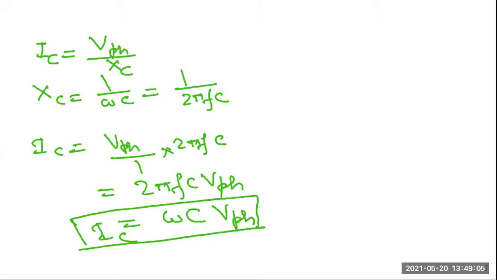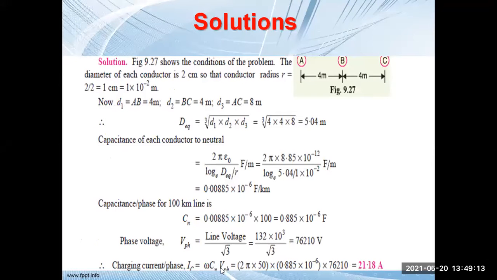So I will move to that particular slide. Okay, so it is omega C V phase. Omega is 2 pi F, and F is 50 Hz. C you have calculated as 0.885 into 10 to the power minus 6, and the V phase voltage is 76210, that is 21.18 ampere.